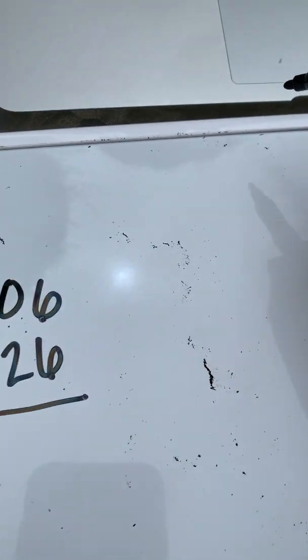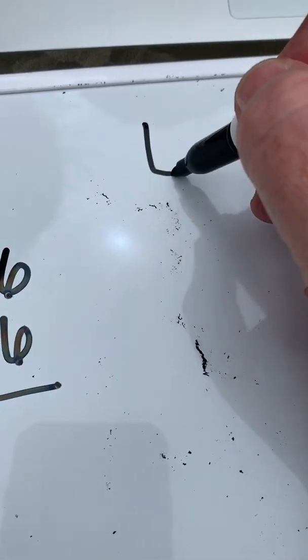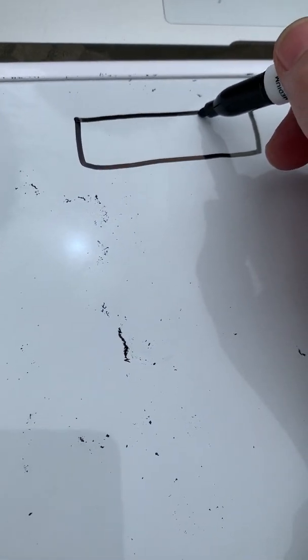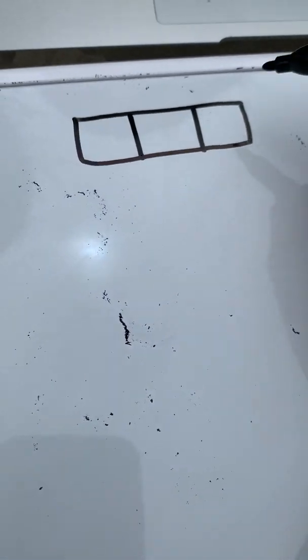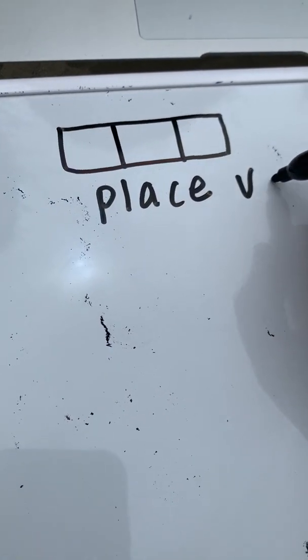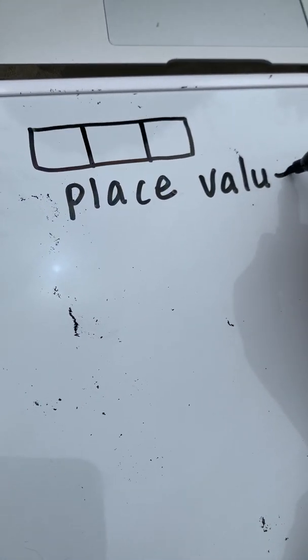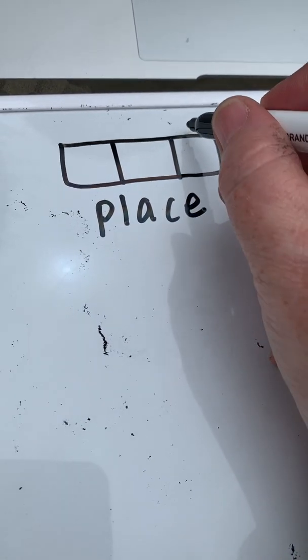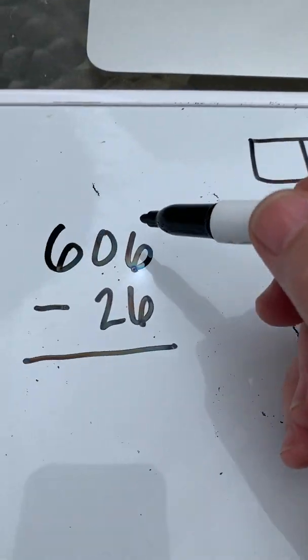So I want to remind you of something first. Every number, think of every number having a place in the world. It's called place value. Where a number is determines its value. So this spot is called the ones. So in this number we have 6 ones.